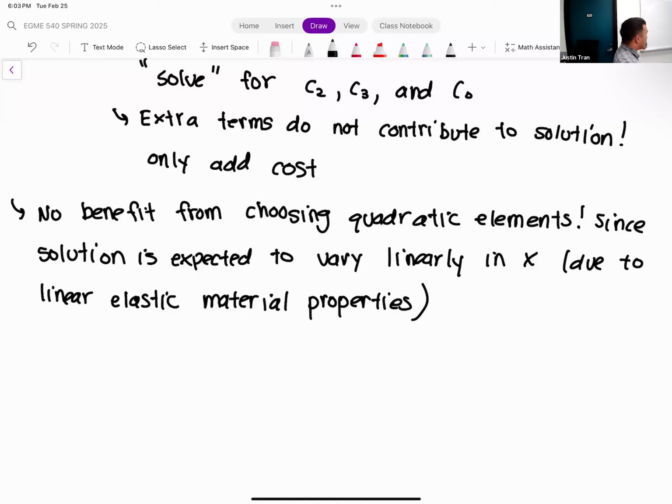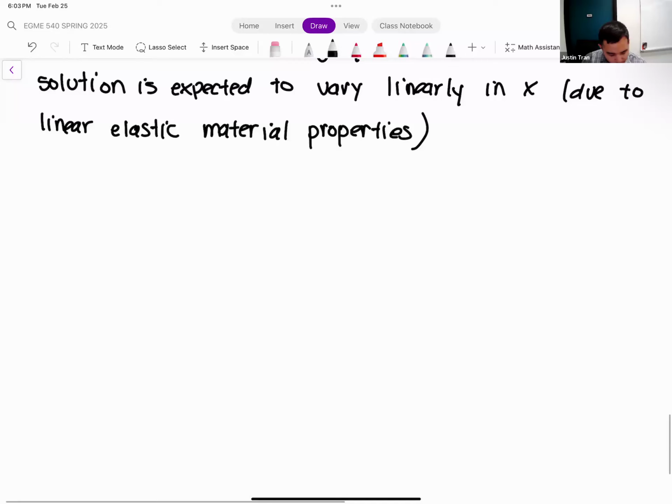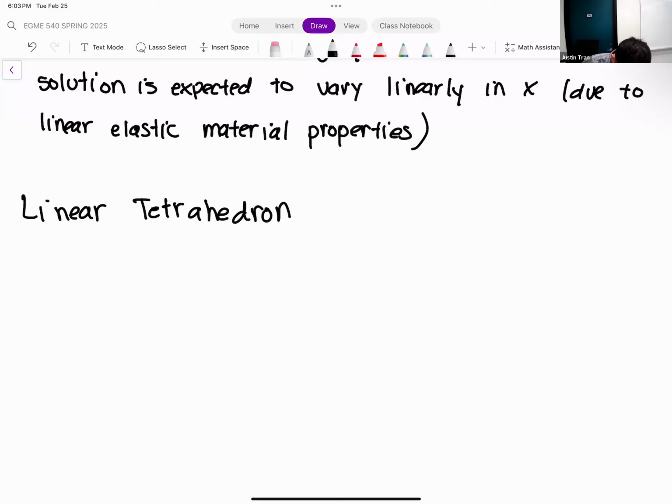Okay. So now that we've given a bit more context to what the shape function represents and what it's actually used for, let's actually get into the 3D elements. Okay, so we're going to have the same kind of trajectory that we did last Tuesday. So let's start with the simplest 3D element, which is the linear tetrahedron.